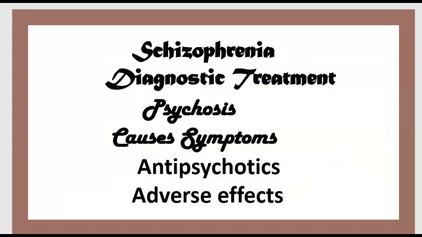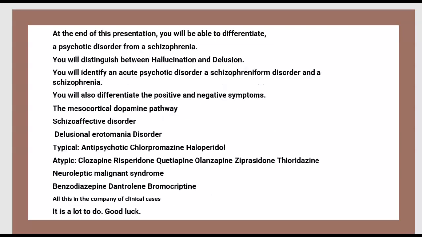Let's start. Today's topic is about schizophrenia: diagnosis, treatment, and psychosis, cause, symptom, antipsychotic, and adverse effect. At the end of this presentation, you will be able to differentiate a psychotic disorder from schizophrenia. You will distinguish between hallucination and delusion. You will identify an acute psychotic disorder, a schizophreniform disorder, and schizophrenia. You will also differentiate the positive and negative symptoms.